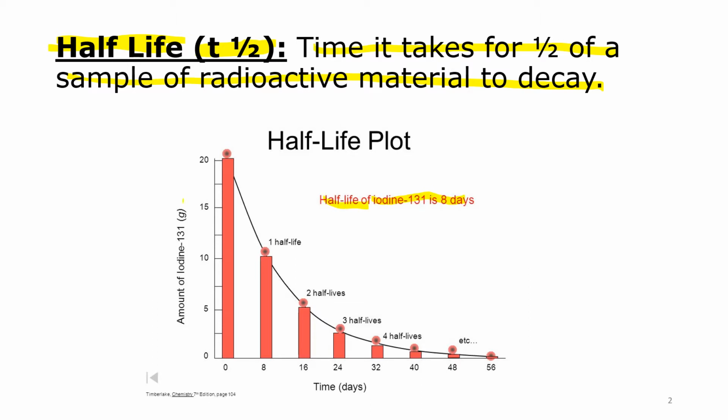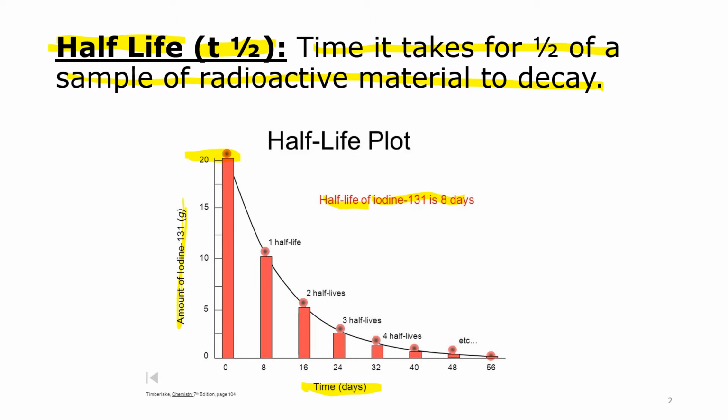So on the left-hand side of my chart is the grams of iodine 131. On the x-axis, I have the time in days. So on my y-axis over on my left here, I'm starting with 20 grams of my sample. That's my original iodine 131. That's going to be decaying into another type of radioactive isotope or another type of element that might be stable.